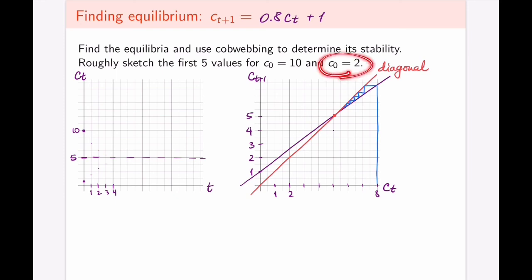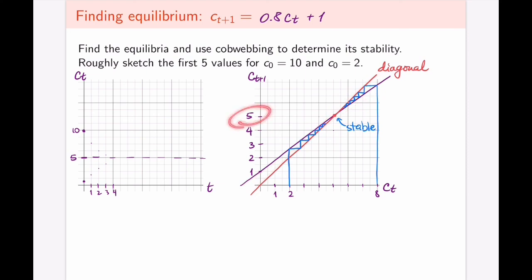If I start with 2, so down here, and follow the cobwebbing going up to the function, to the diagonal, to the function, to the diagonal, and so on, I will always also approach 5, which means that this equilibrium is in fact stable. Now these are two lines, and so if you're better at sketching them than me, or you have a ruler, then you should be able to actually spot the point of intersection fairly clearly.